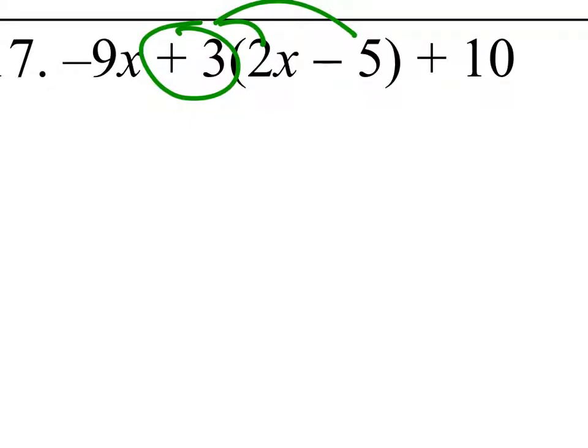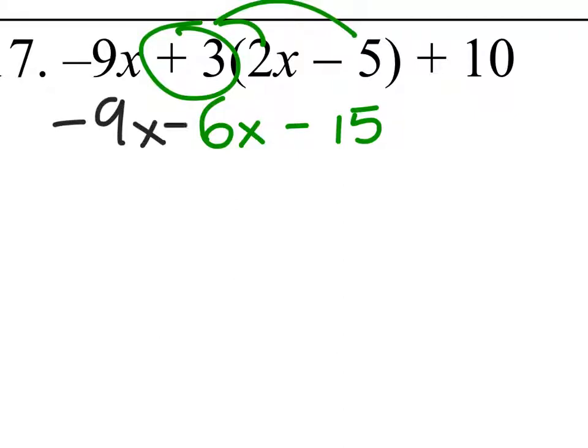Well, 3 times 2x would give us 6 of the x's. And then 3 times 5 would be 15. We'll make that a negative 5. 3 times negative 5 is negative 15. So we still have this negative 9x, and that's a positive 6x radical. And then plus the 10. This is great because they already have all the like terms next to each other.